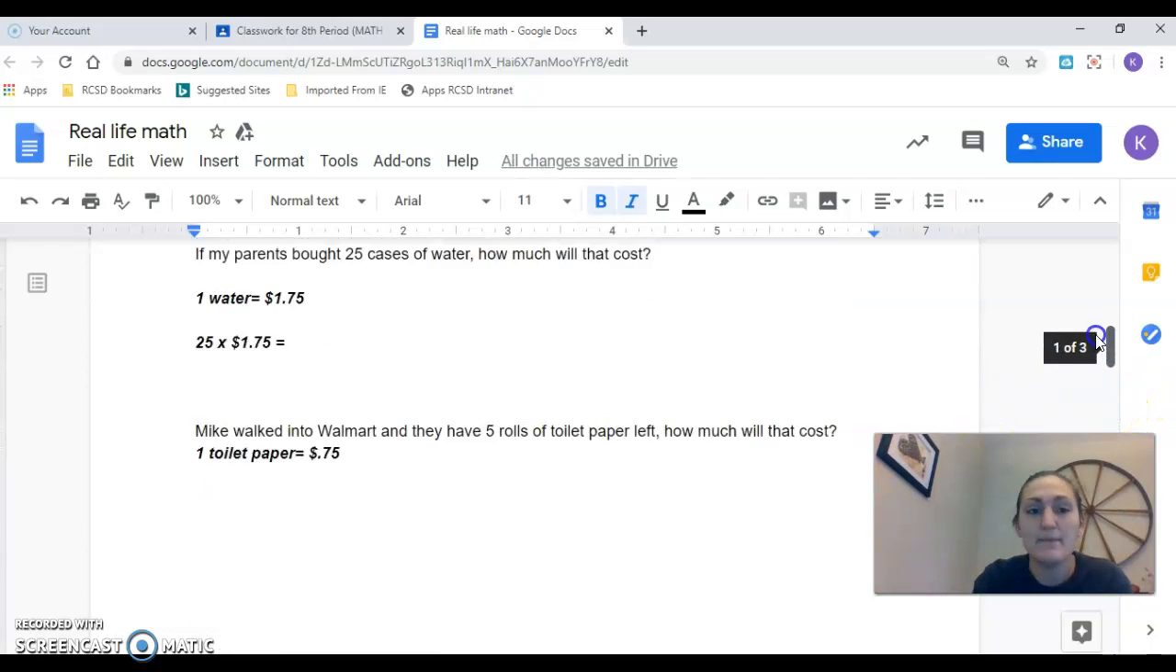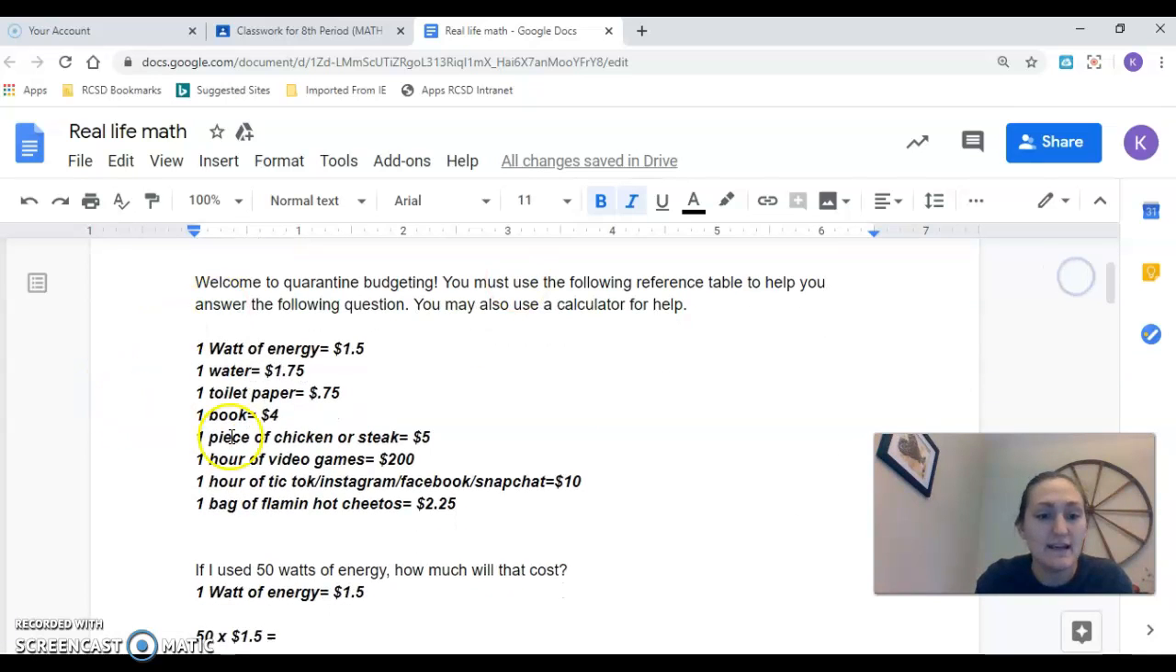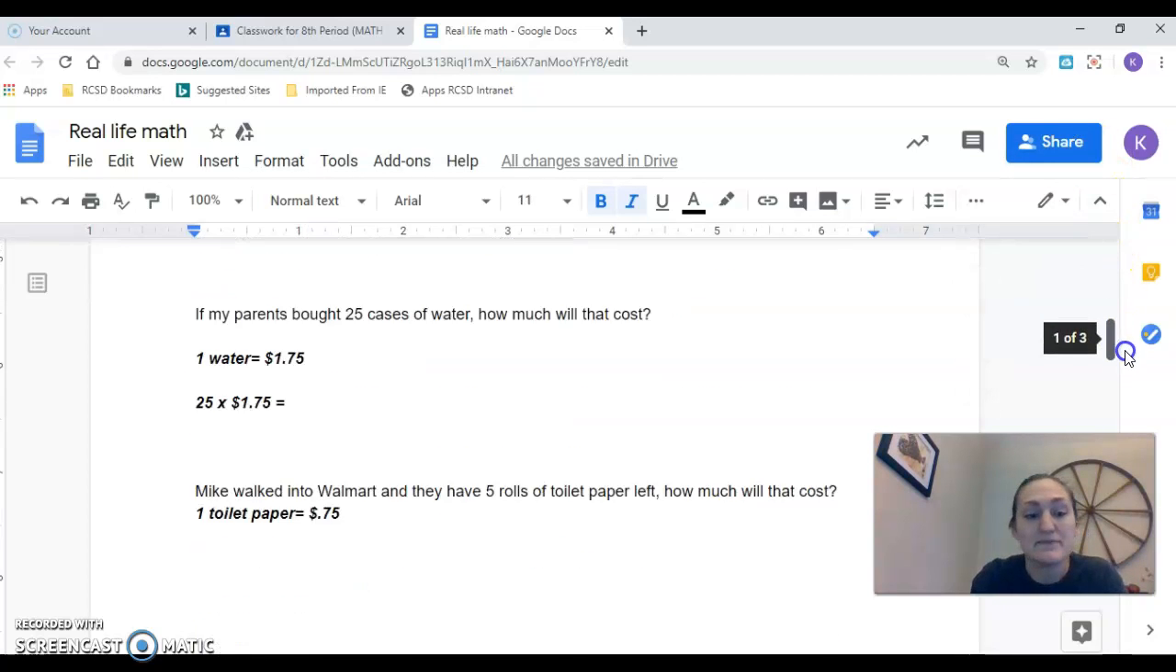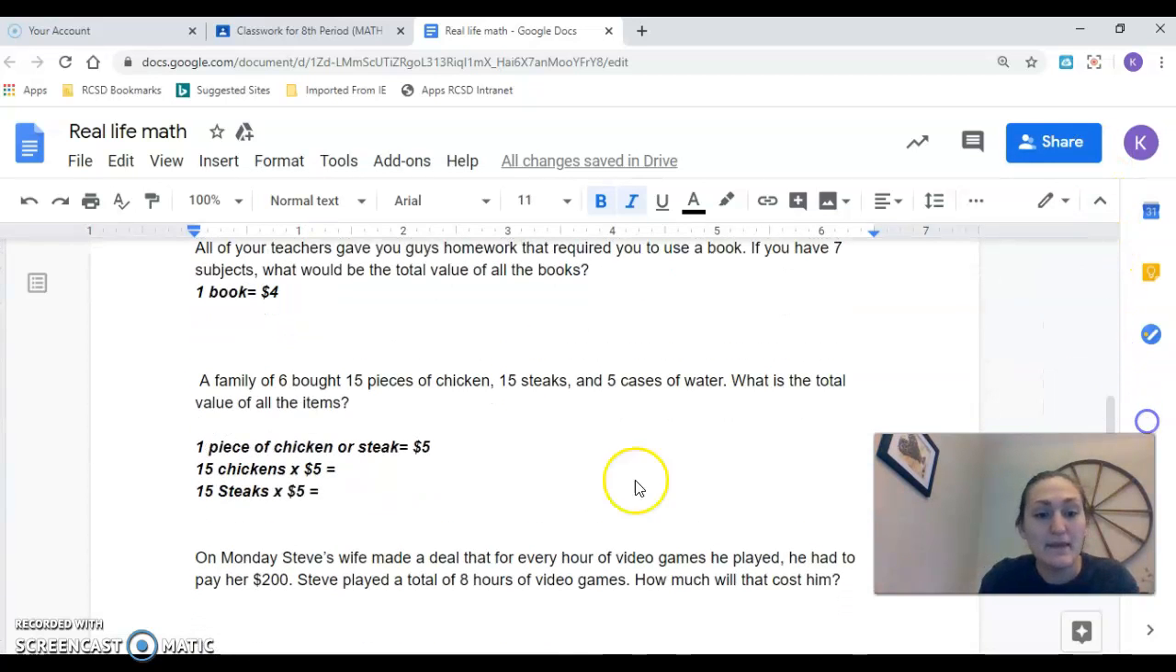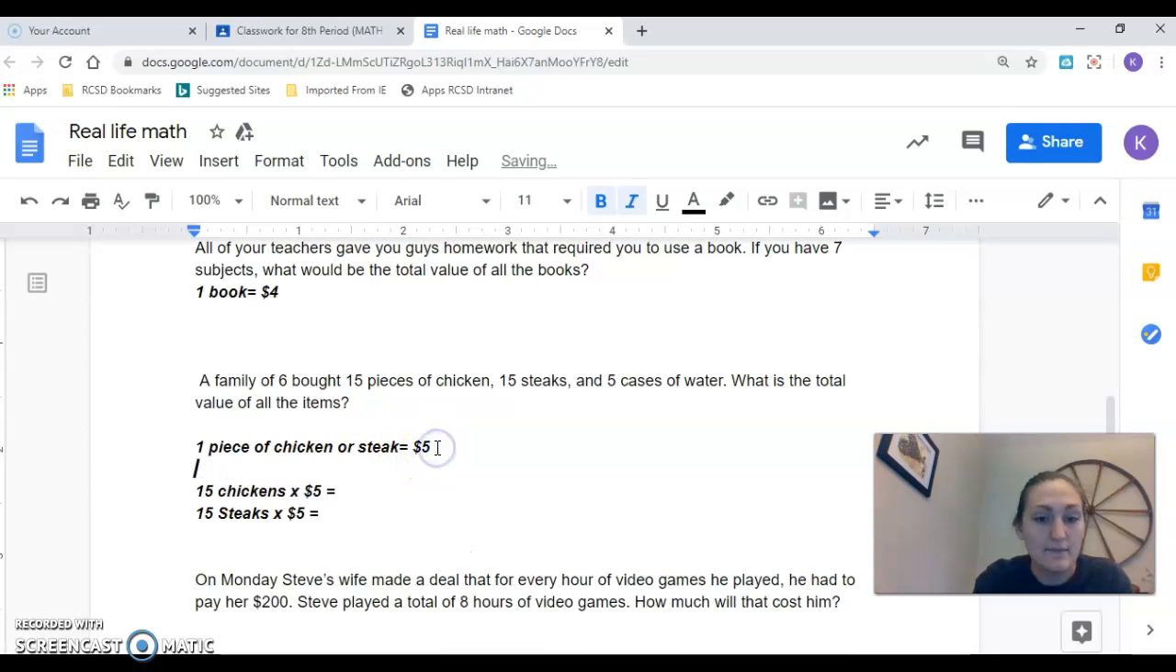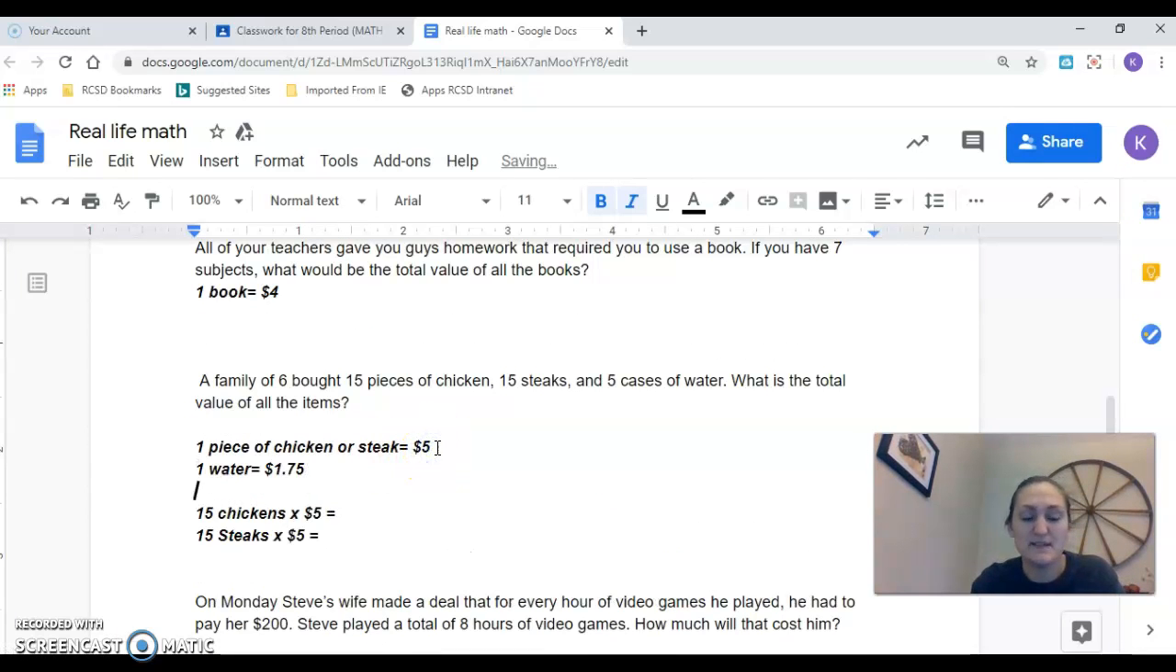Okay, I'm going to go back up and look at my reference thing. Water is $1.75. I'm going to copy that because I need that information for my problem. Scroll, bring it down with me, and I'm going to enter it here. I'm going to put a space between those. So this is the ones I'm doing math. I'm using those to do my math, but this is the information I needed from the chart up top. Okay, so I've got my chickens.